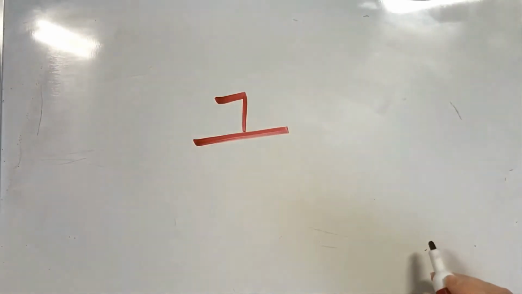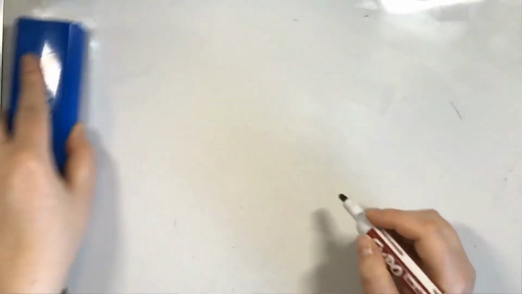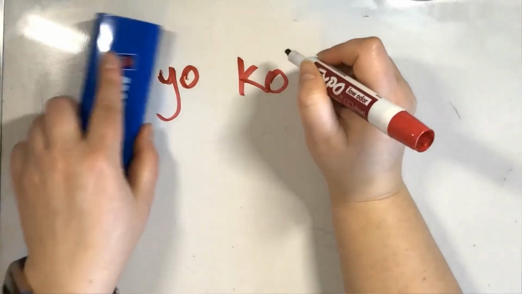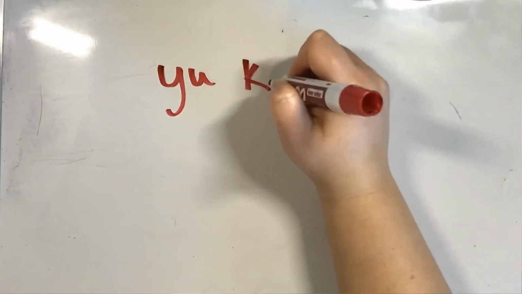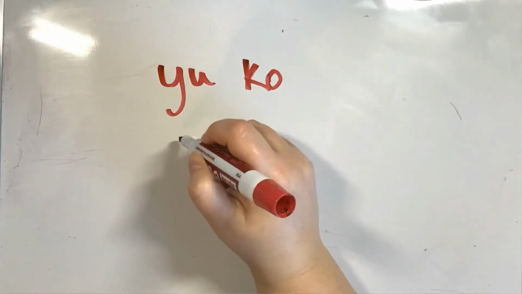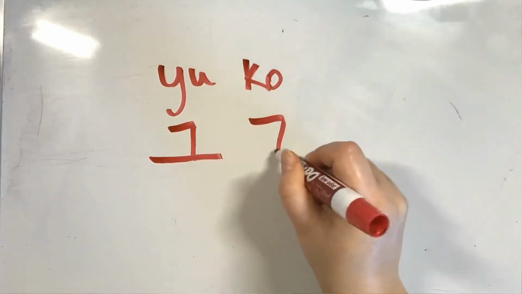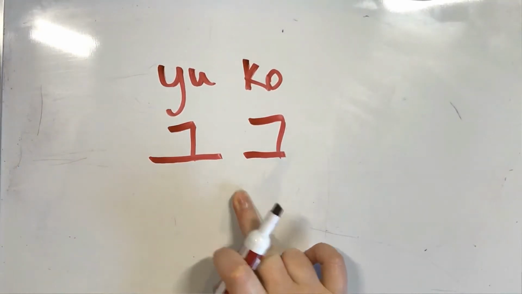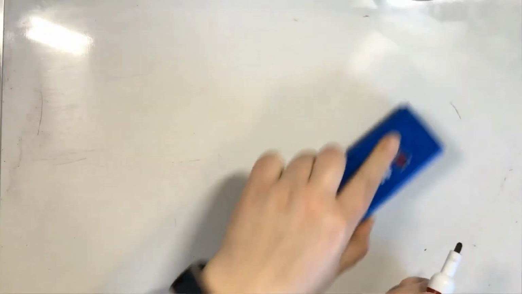So here is how yu and ko could be similar. Yu, ko. Here's yu. Here's ko. So the only difference is that the bottom line goes further across. So you do have to be careful of that. And the same can actually apply to yo as well.